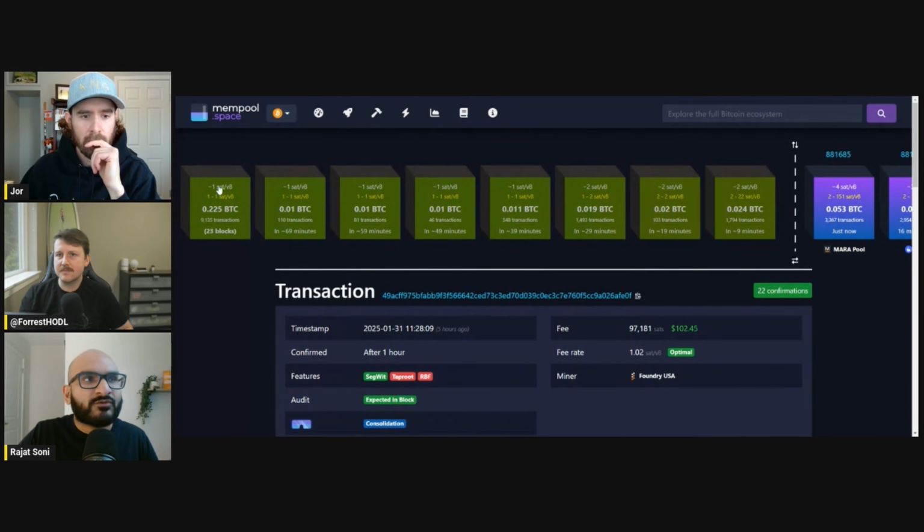And by the way, Forrest, you were mentioning that there were some more blocks that were supposed to show up. I think I hadn't scrolled far enough.